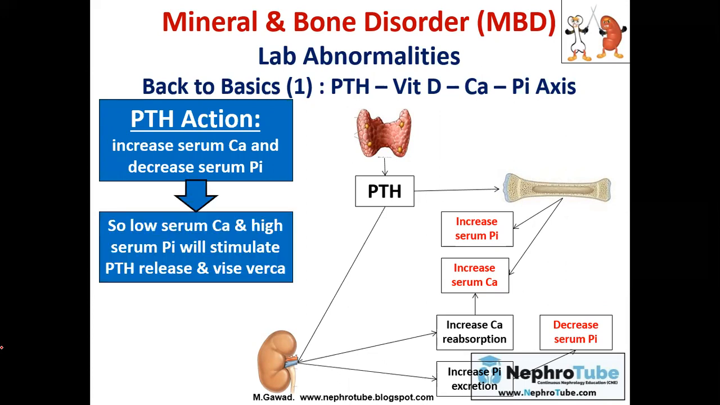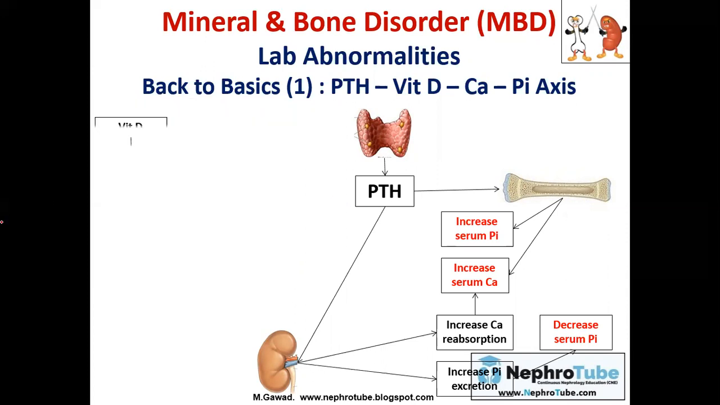So what stimulates the release of more PTH? Low serum calcium and high serum phosphate will stimulate PTH release, and vice versa also. Because PTH action normally increases calcium and decreases phosphate, if there is low serum calcium or high serum phosphate, this will stimulate PTH to be released.